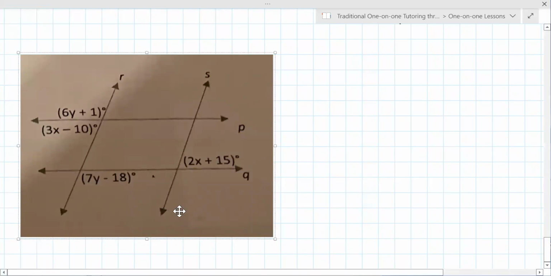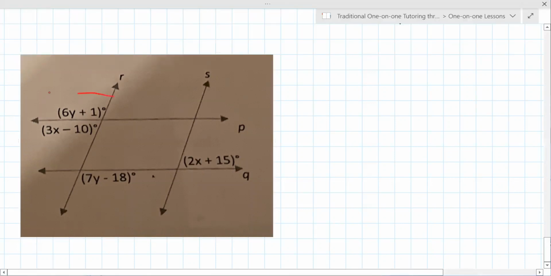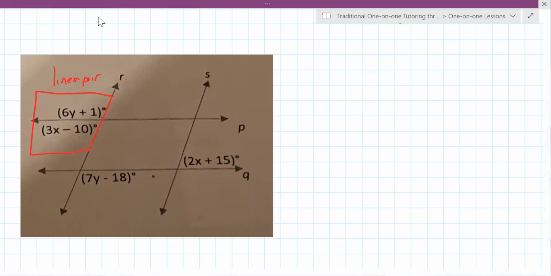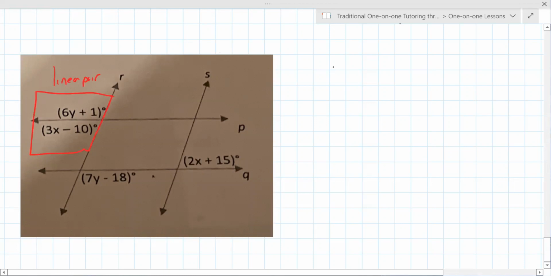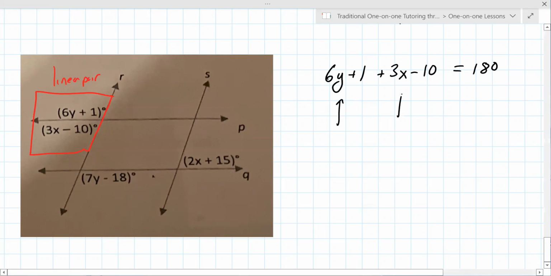Okay. So a couple of issues here. The first is that these two angles right here make a linear pair. So we have 6y plus 1 plus 3x minus 10 equals 180. But the problem is that we have two variables. We have both x and y in an equation. That's really bad.